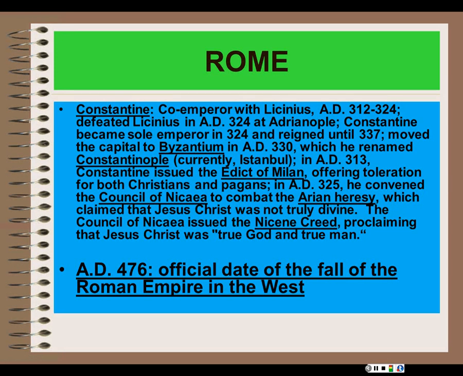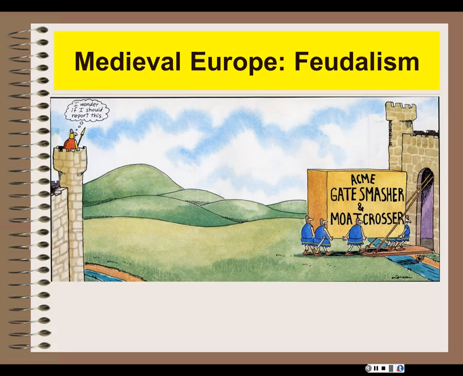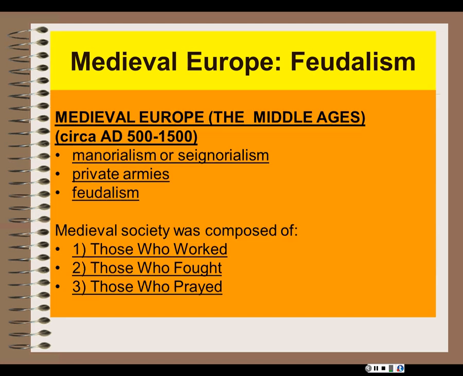By 476 AD, the Roman Empire in the West, not in the East at Constantinople, but in the West, has fallen. And so ensues the Middle Ages, medieval Europe, and feudalism. Usually we look at medieval Europe as about 500 to 1500, more or less, on either side. And we're looking here at a system of manorialism or seigniorialism. We're going to discuss what a manor was in manorialism.